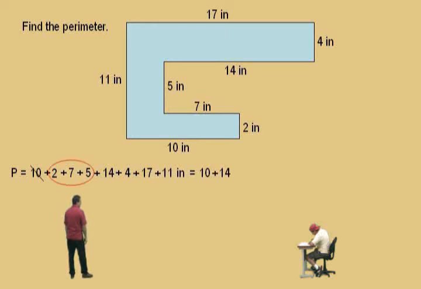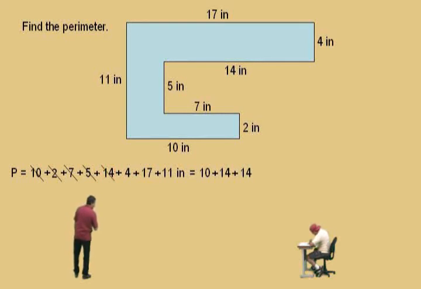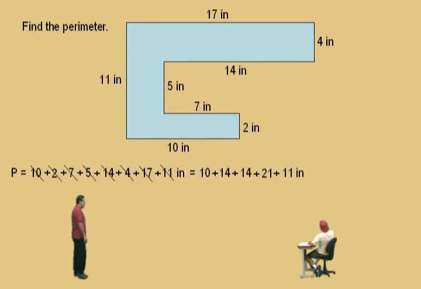What do you get? 14? Okay, 14, because 2 plus 7 is 9, plus 5 is 14. However you think about that. Okay, we'll cross those off. And we'll put this 14 over there. And how much is 4 and 17? We'll try that one. How much is that? 21. Okay, we'll put those down. And don't forget, we still have an 11. Our units are inches.